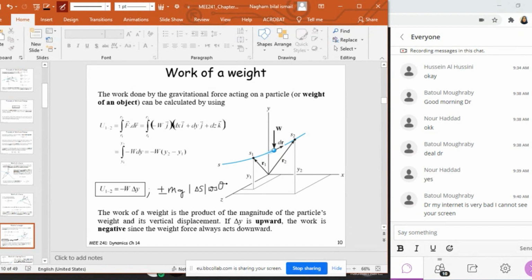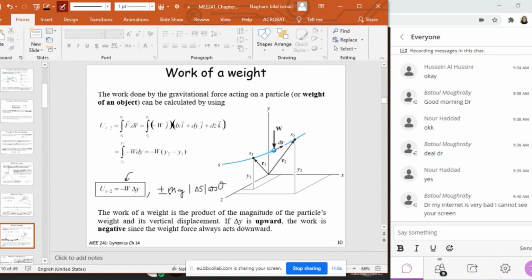In the first version of the equation, you know the sign. It's always minus W delta Y, so you don't have to change the sign. While in the second equation, you should predict the sign, whether it is positive or negative. How to know the sign? If the motion is in the same direction as the weight, then the sign will be positive. If not, then the sign is negative.